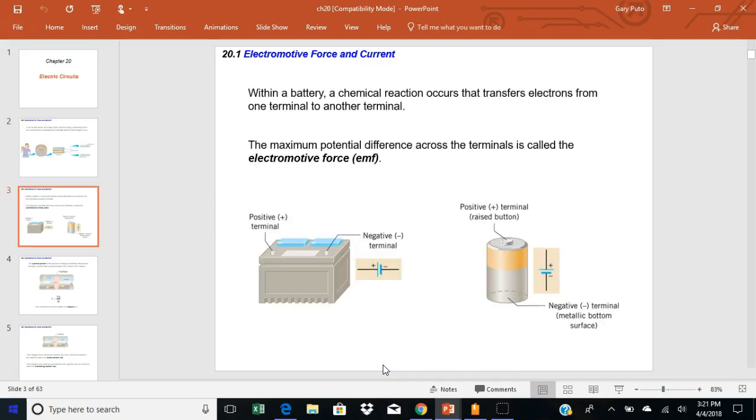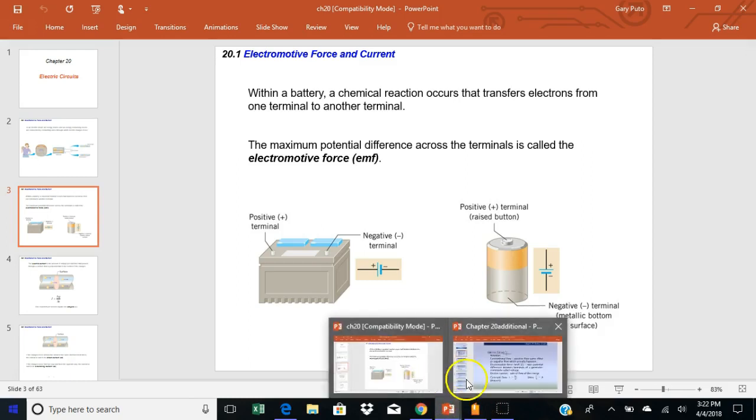Here's an example. Here's a battery. You've got a positive and a negative charge on a battery. The max difference between the terminals, between the positive and negative terminal, is called the electromotive force, commonly referred to as voltage. Voltage is the max potential difference. There you've got a car battery. There you've got a common C battery. Positive terminal, negative terminal is a metallic bottom surface.